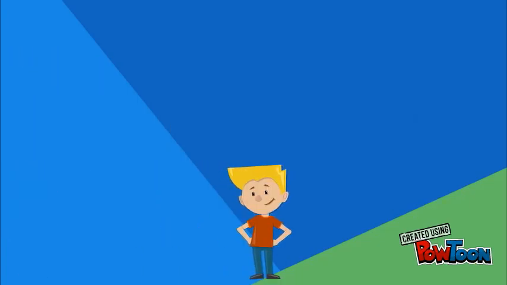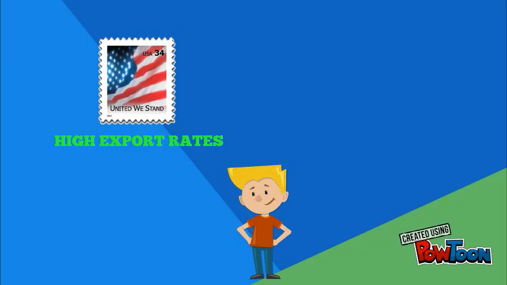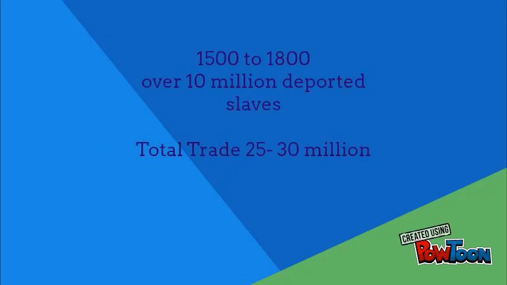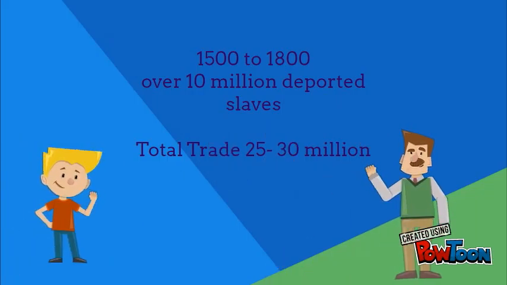These export rates were so high because there were higher death rates for newly arriving slaves. They often died from disease on the journey to the Americas. It is thought that from 1500 to 1800, over 10 million enslaved people were brought to the Americas. Throughout the whole slave trade, 25 to 30 million slaves were deported from their homes.